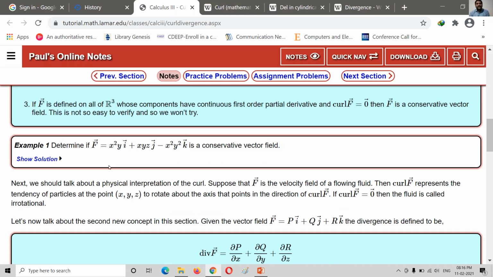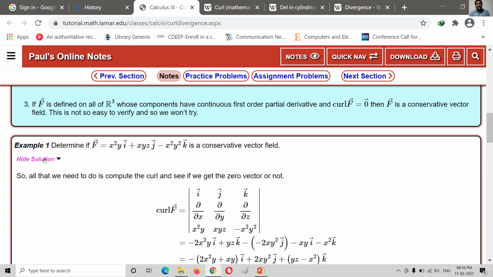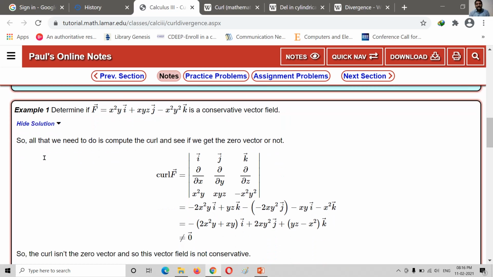See, another example we have with us. Determine whether the given field is a conservative vector field. So we are going to see the solution. Yes, a conservative field means an irrotational field, and therefore we can say that if the curl of F bar equals 0, then it is a conservative field.